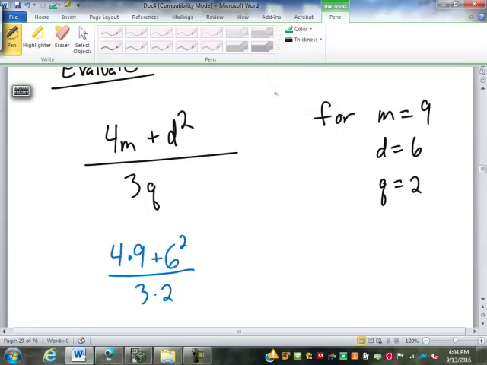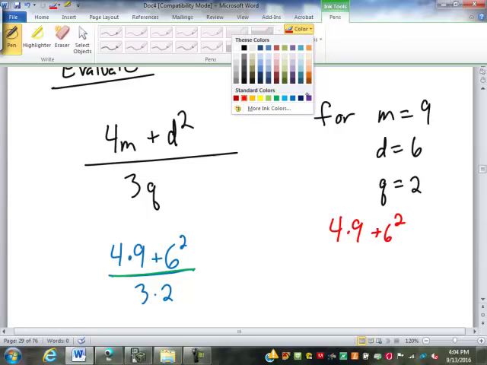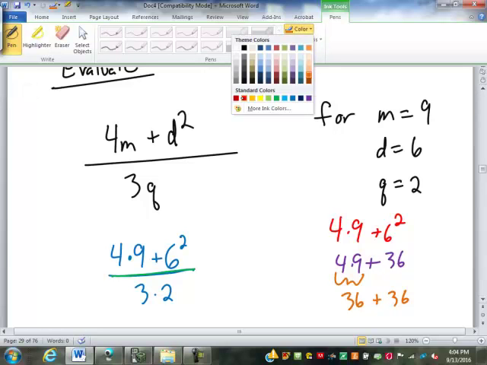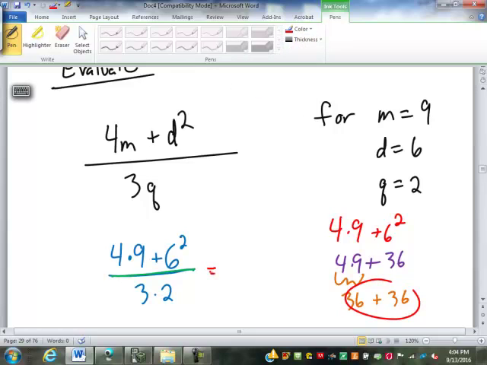So now that we've got the numbers in for our variables, we have to follow our order of operations. And the first thing we have to do is to do everything on top. And up there we need to do the 6 squared. 6 squared is 36. Then what? 4 times 9 is also 36. And then 36 plus 36 is 72. So the top is 72.